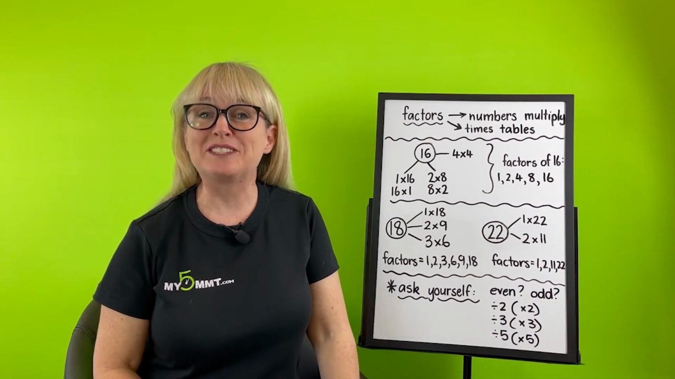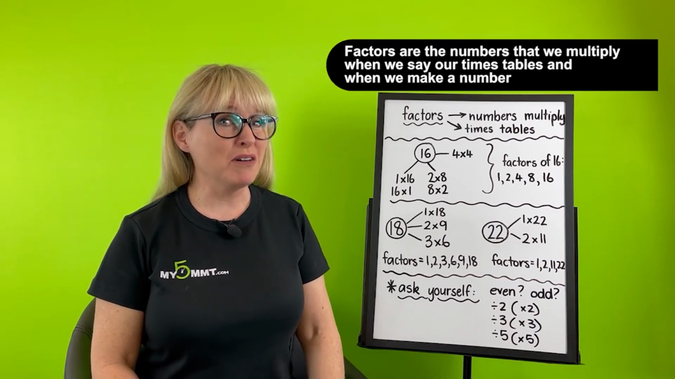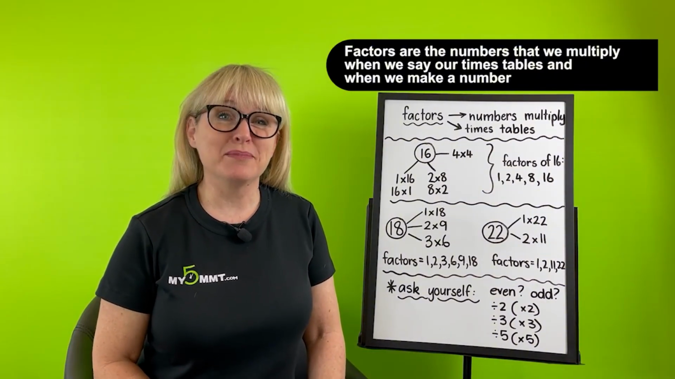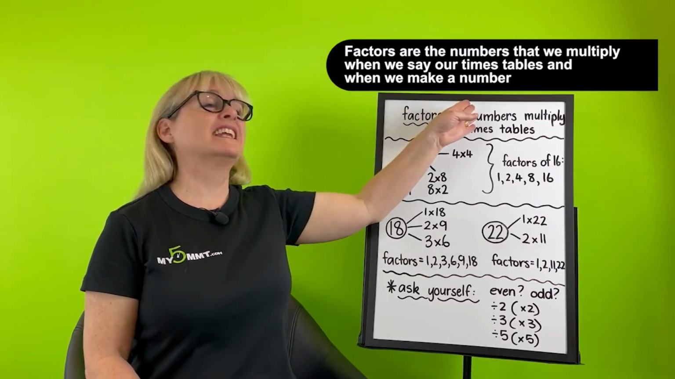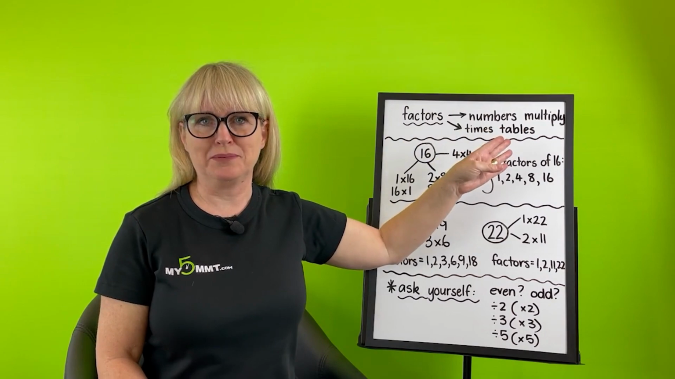This math summary is all about factors. Factors are the numbers that we multiply when we're saying our times tables. Factors are the numbers that multiply to make a number. So it's the numbers that multiply, and they're found in our times tables.